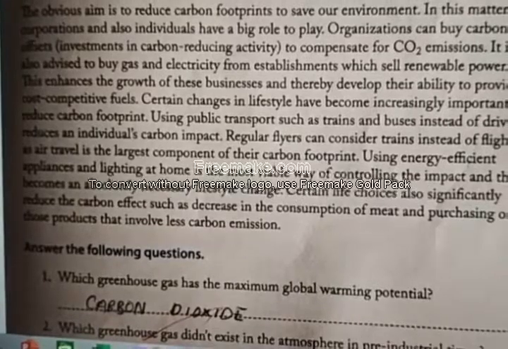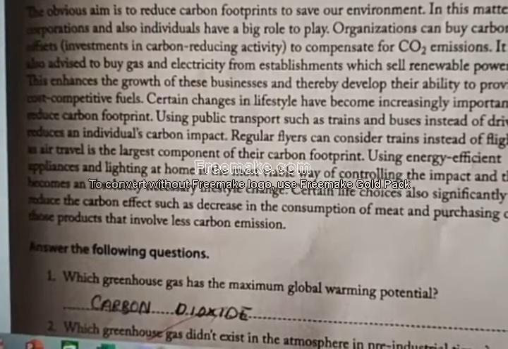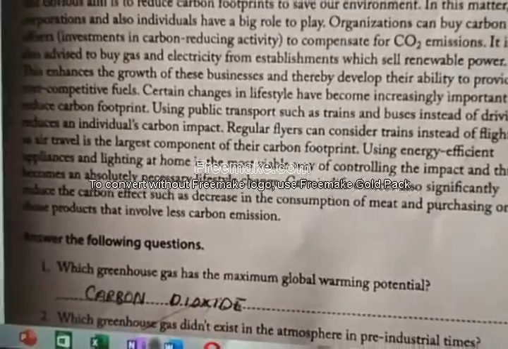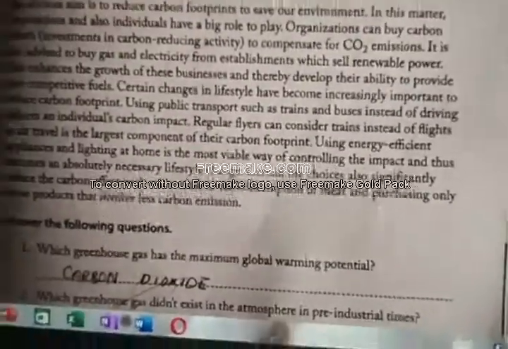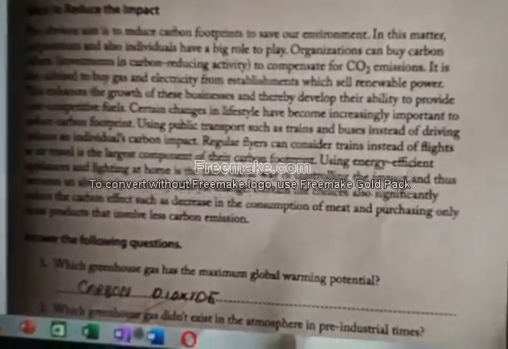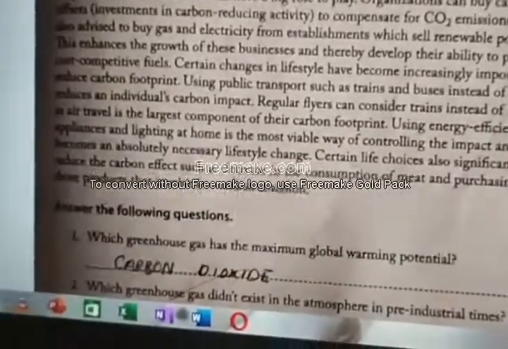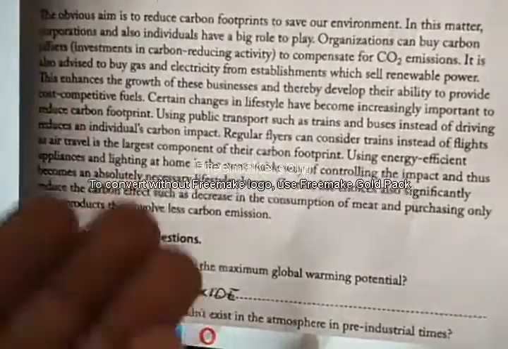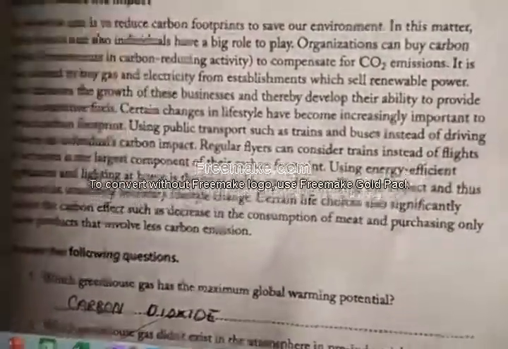Certain life choices also significantly reduce the carbon effect, such as decreasing the consumption of meat and purchasing only those products that involve less carbon emission. See, consumption of meat also produces CO2. If you try to reduce the consumption of meat, it is good for the environment. If you purchase products which involve less carbon emission, that is good for nature. These are the ways to reduce the impact. They are asking us to at least try to do that.